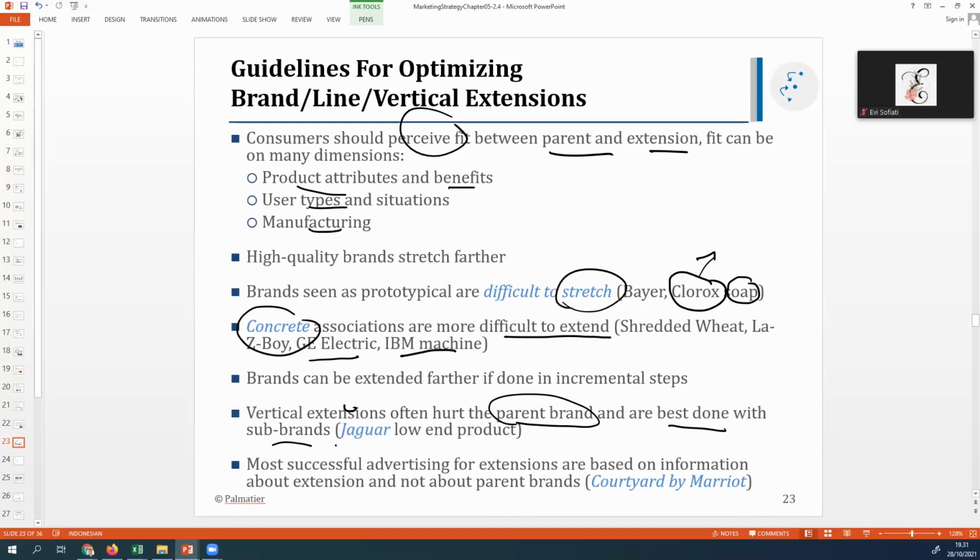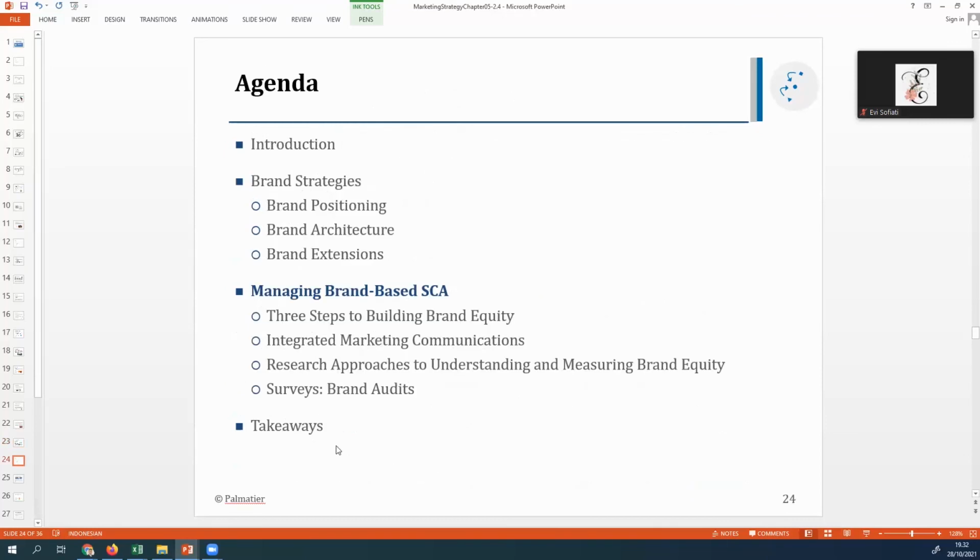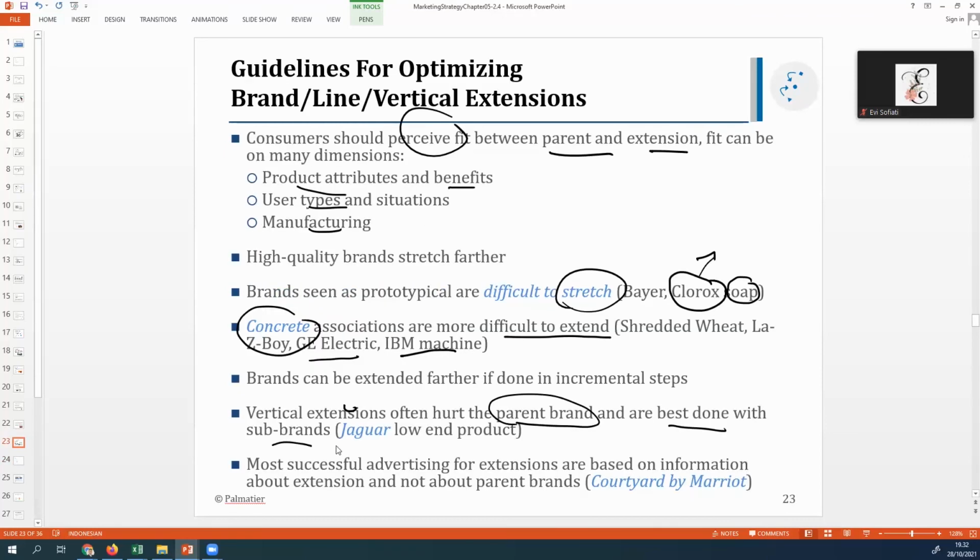Okay, so let's say the Toyota Innova, that is not vertical. That is category, SUV and the multi-purpose vehicle. Yeah, category extension. Contier, that is vertical extension by Marriott. Right. So, any questions? So far, so good?